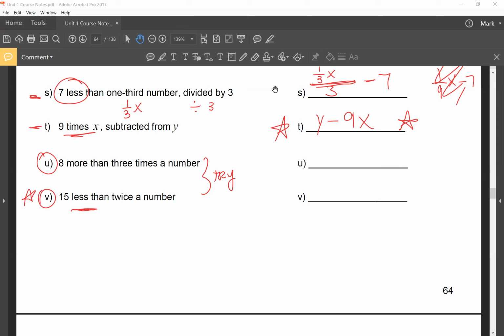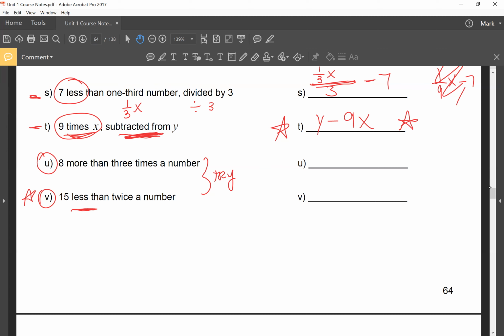So I have a private message here. It says, in question T, aren't we supposed to put 9x on the left? The answer is no. So this is where the questions get challenging. Just because this is the first thing in the word statement, it doesn't mean it's the first thing in the math expression. 9 times x subtracted from y means I am going to take the letter y and subtract 9x from it. So you have to be very careful with the way the language is presented here.